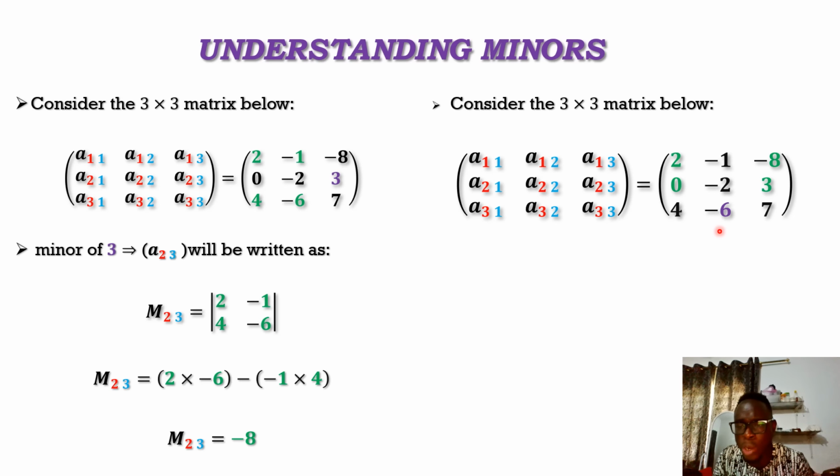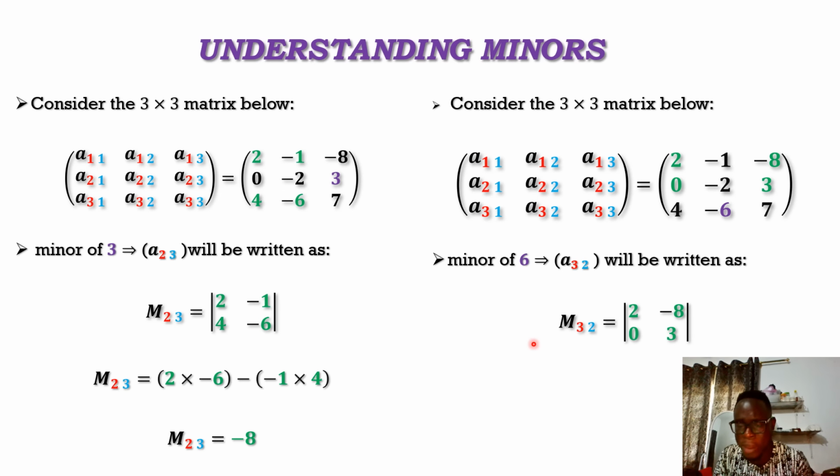Let's move on and also consider another element, which is -6. We want to find the minor of -6. And what is the position of -6? It is in the third row, second column. It means that we are going to delete the third row and also delete the second column. All the elements there, we remove them. Then the rest of the 2 by 2 matrix left, we find the determinant of it, and it becomes our minor. So the minor will be the determinant of the 2 by 2 matrix left here, which is 2, -8, 0, 3. And the answer will be 6. So this is the understanding of minors when it comes to a 3 by 3 matrix or square matrix.